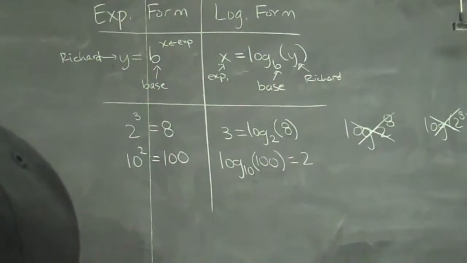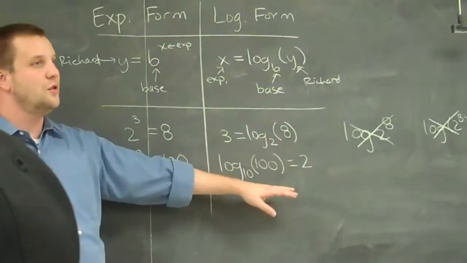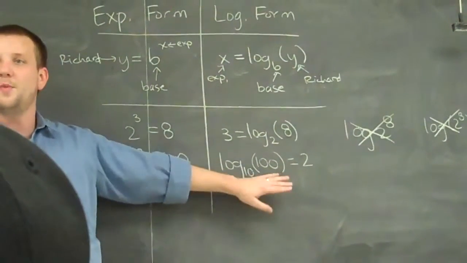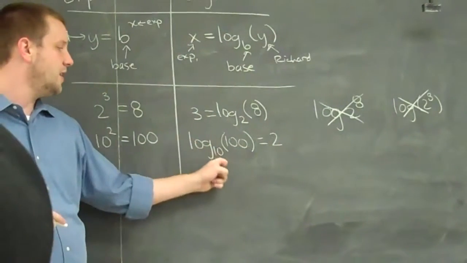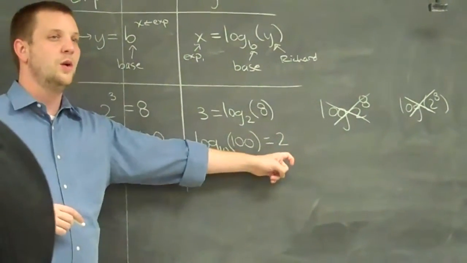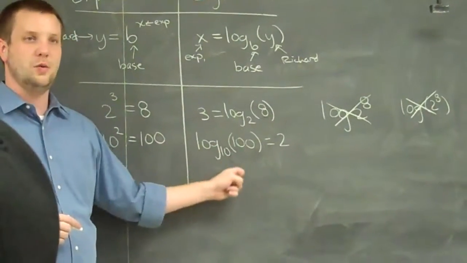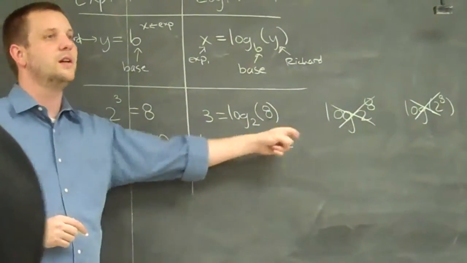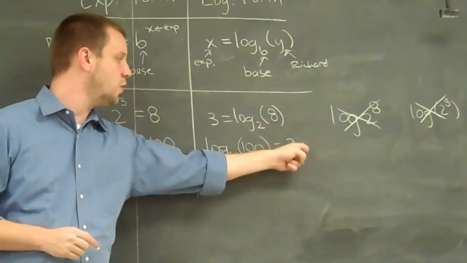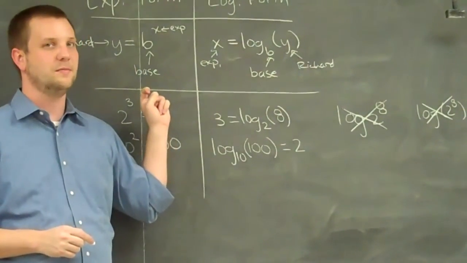Okay. So if I'm reading this, and I know that you probably never will read this, but if I'm reading this, when I say that the log base 10 of 100 equals 2, what that really means is, if I take 10, what exponent do I have to use to get to 100? I've got to use 2. So 10 squared equals 100. That's what that means. Okay?